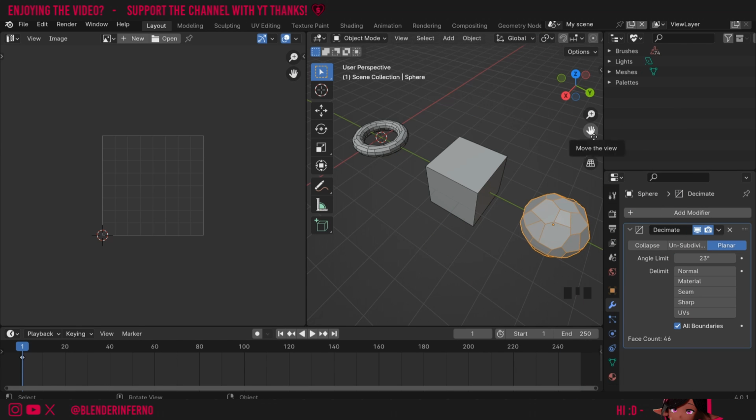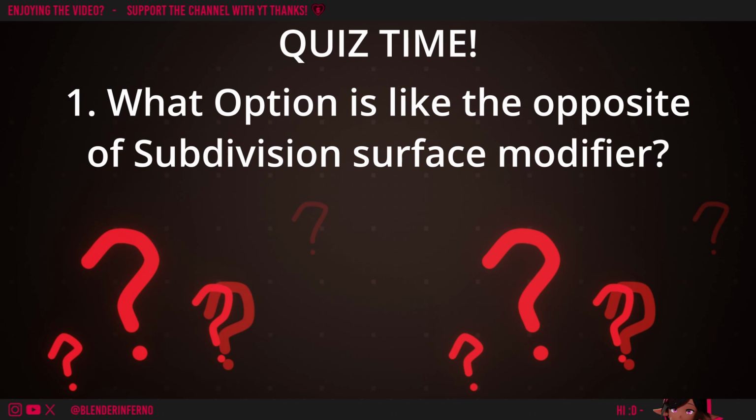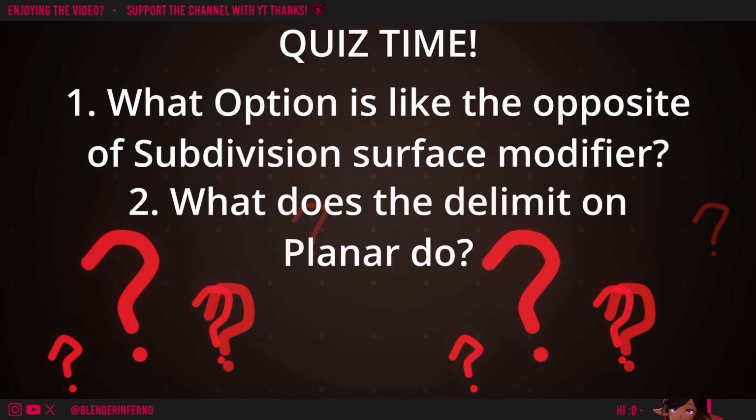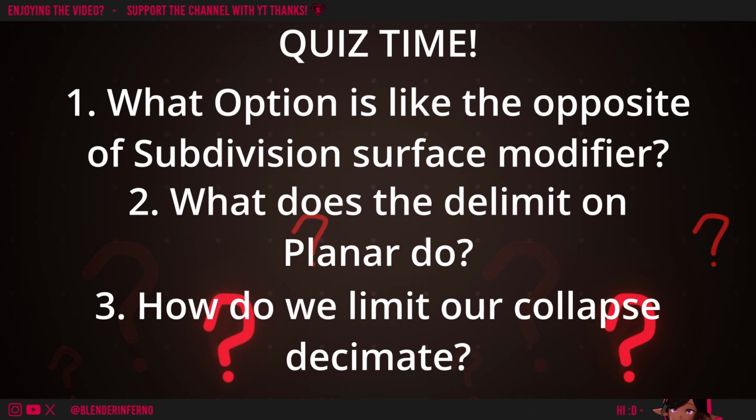Now we're going to go ahead and have a quick quiz to recap what we learned today. Number 1, what option is like the inverse of subdivide? Number 2, what does the delimit on planar do? Number 3, how do we limit our decimation with collapse? Feel free to pause the video and take a minute to answer the questions, and then when you've finished, you can press play and I'll answer the questions.